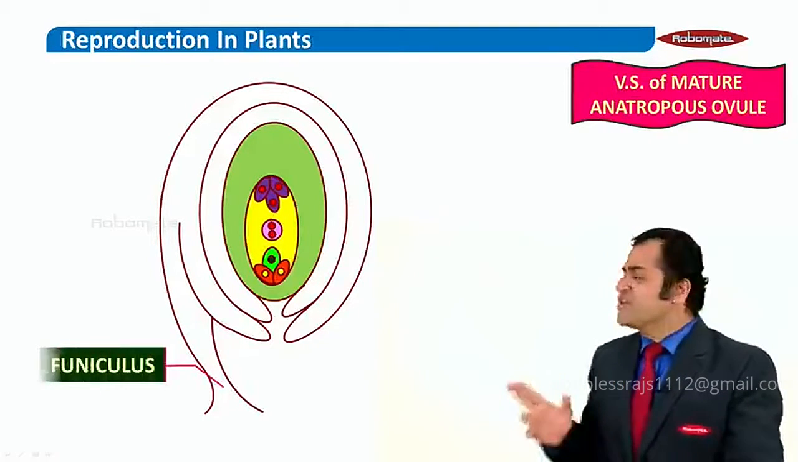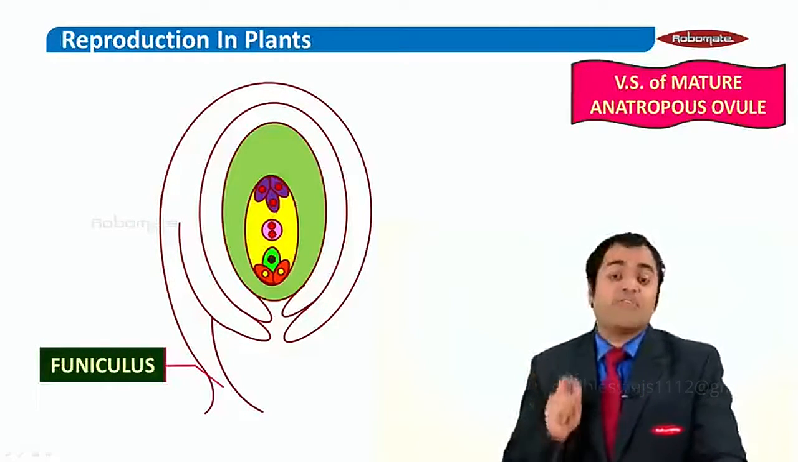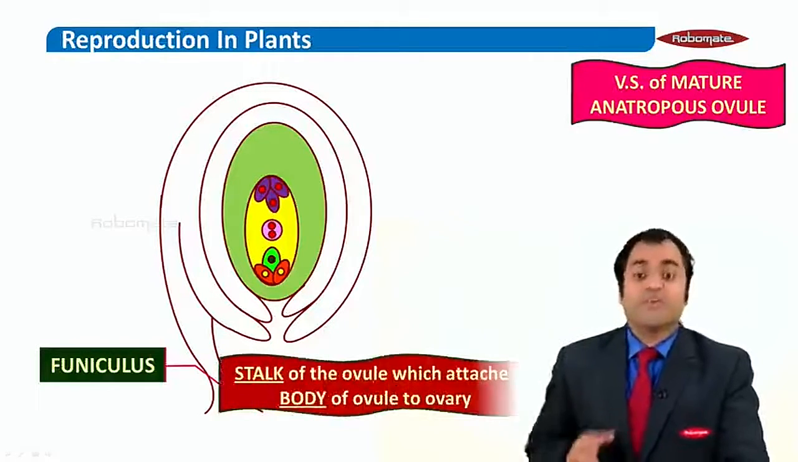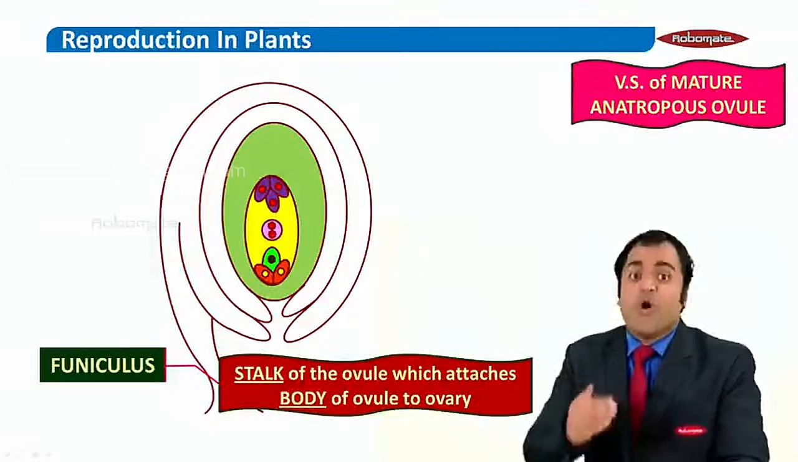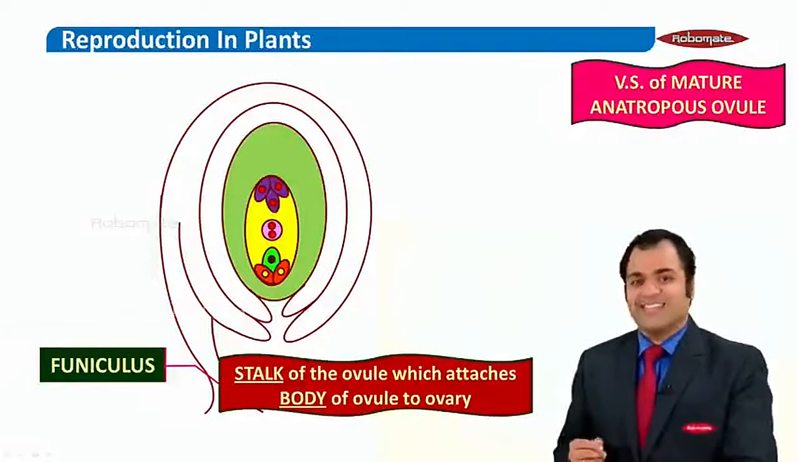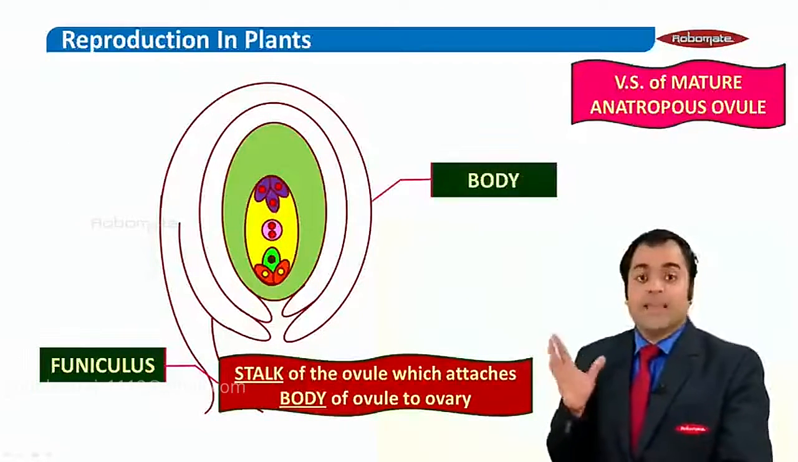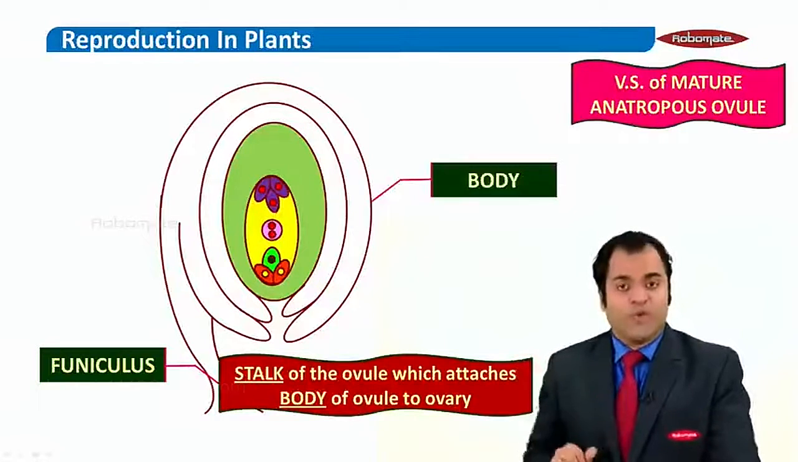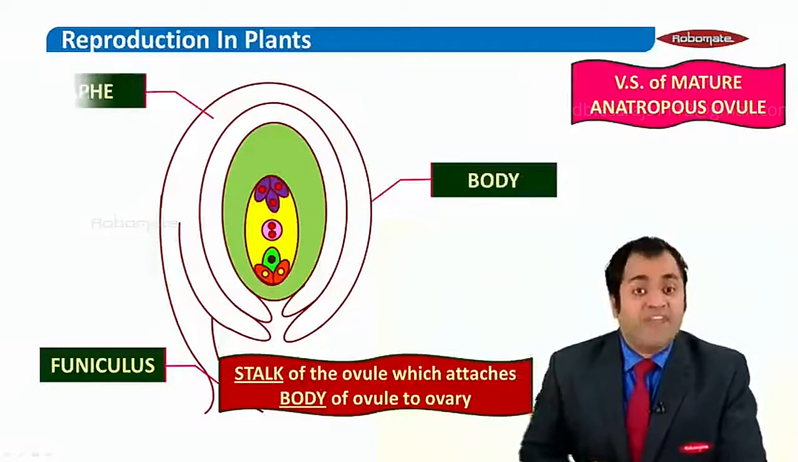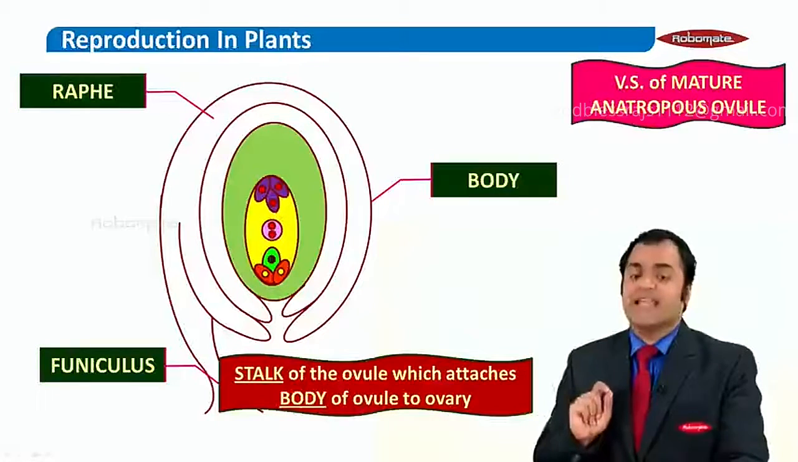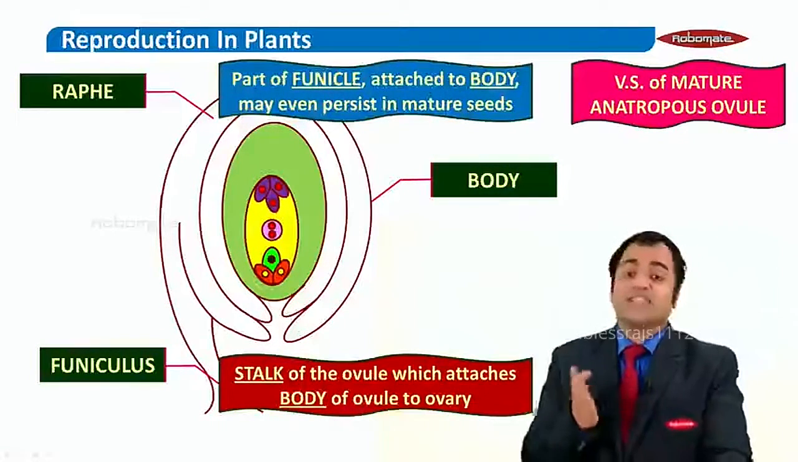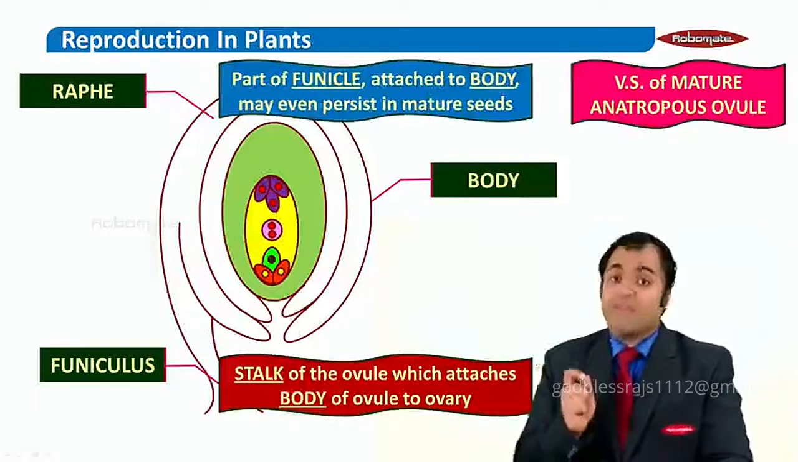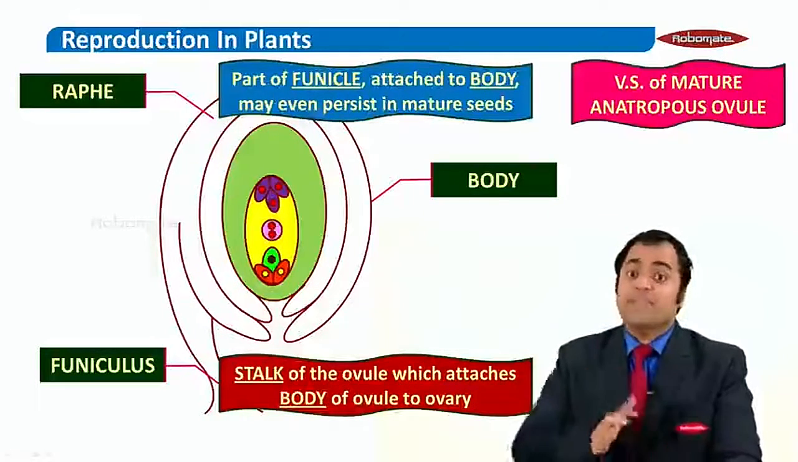So the very first part there, the stalk, is called the funiculus. Remember, the funiculus is the stalk of the ovule which attaches the body of the ovule to the ovary. Yes? And what you see, that bulky part, is the body of the ovule. Now remember raphe? Raphe basically is that point where the funicle is still attached to the body. And the raphe may even persist in mature seeds.